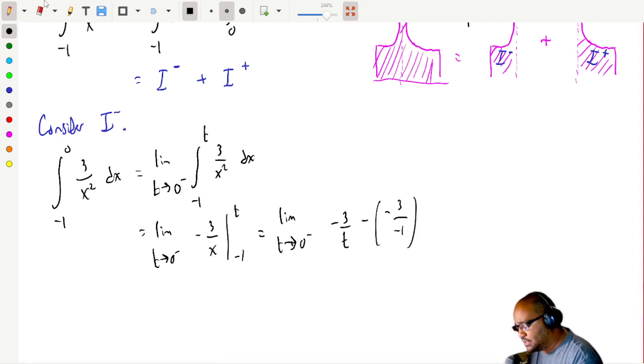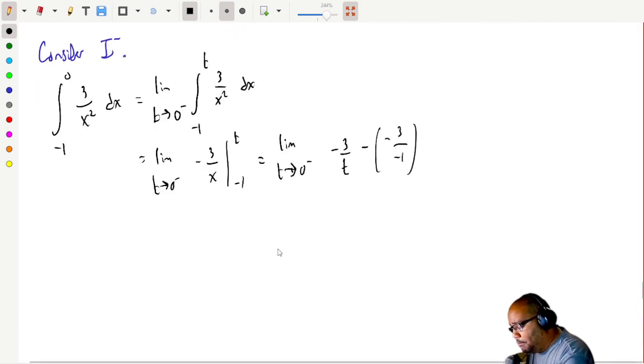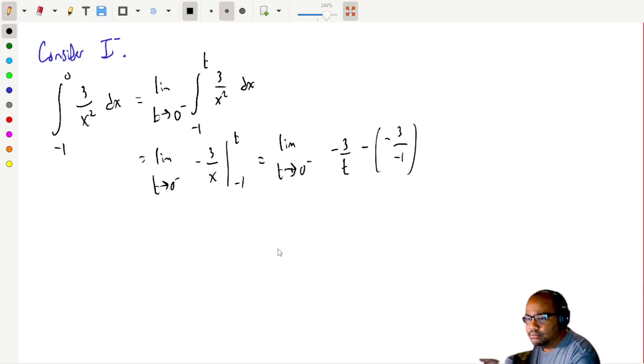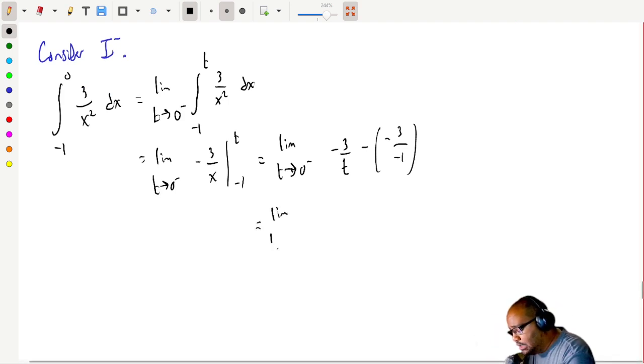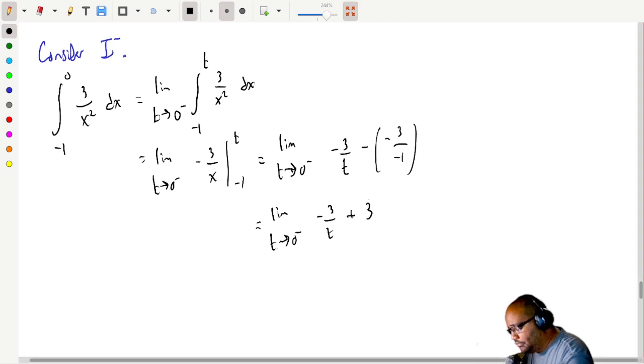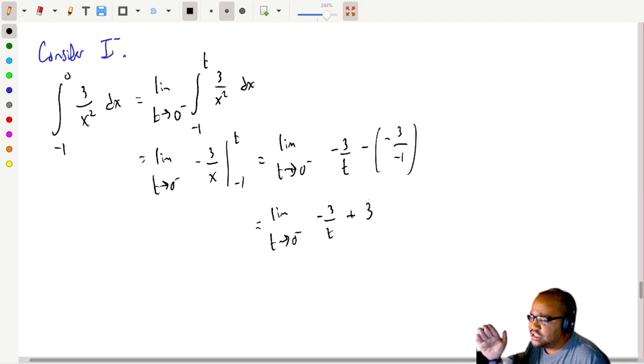And this is where we have to also be careful with the signs, right? Because we have minus over minus is plus, but then I'm subtracting a plus, so that's a minus. So we get the limit as t approaches 0 minus of -3 over t plus 3. Well, what happens here? If I approach 0 from the left, I'm basically getting 3 over a very, very small negative number, which is a very, very big positive number.